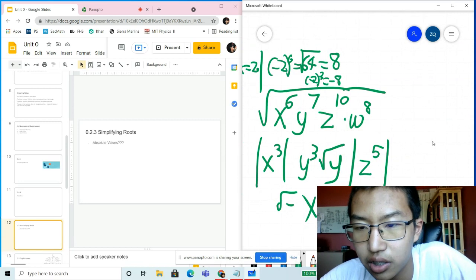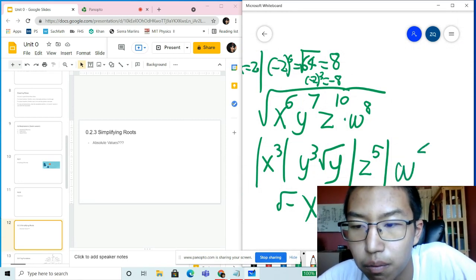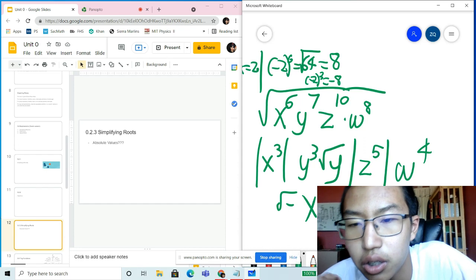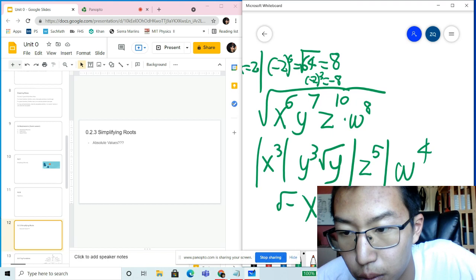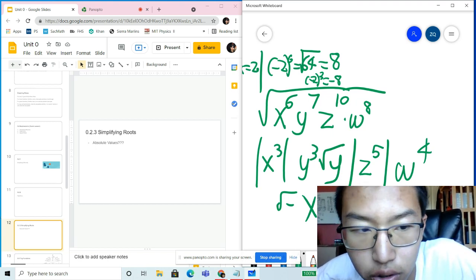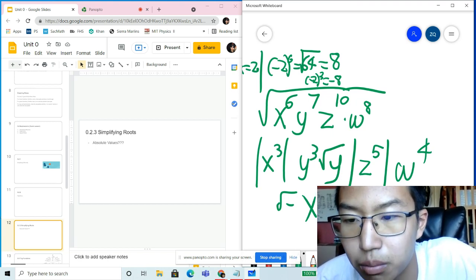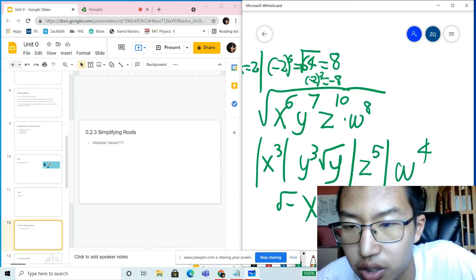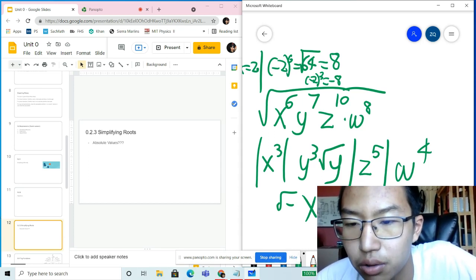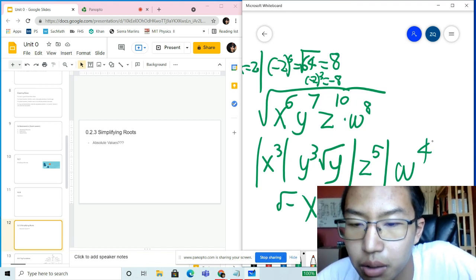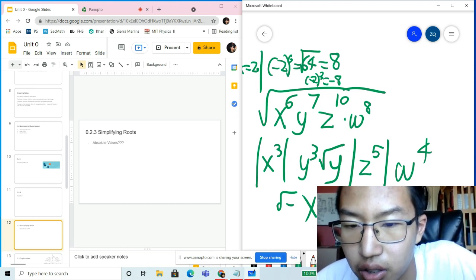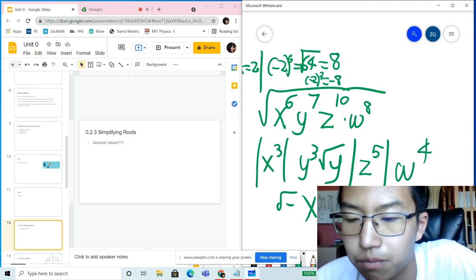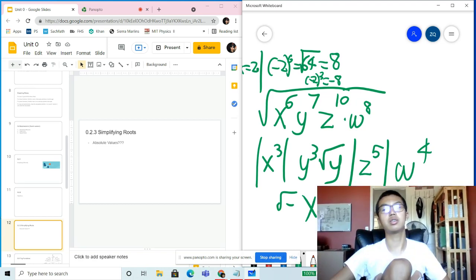Now w to the 8th. You might be thinking w to the 4th, well, let's put absolute values. But here's the deal. The square root of w to the 8th is w to the 4th. But w to the 4th is also going to be positive no matter what you do, because if w is negative, w to the 4th is still positive. So as a result, you don't need absolute value signs. You can simplify what we did as absolute value of x cubed z to the 5th, times y cubed w to the 4th times root y. And that is a correct answer.